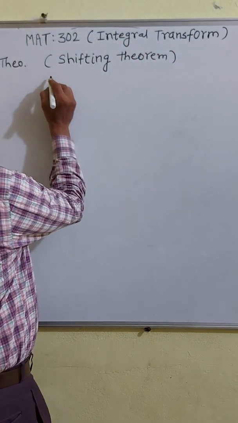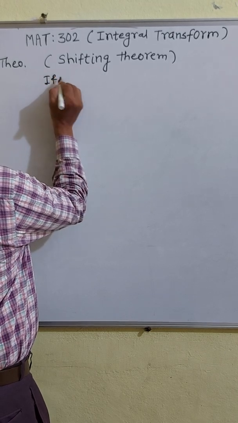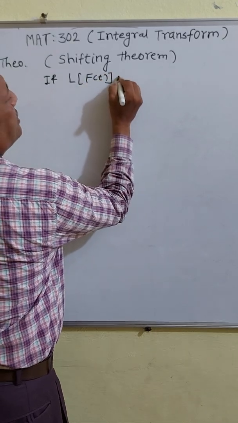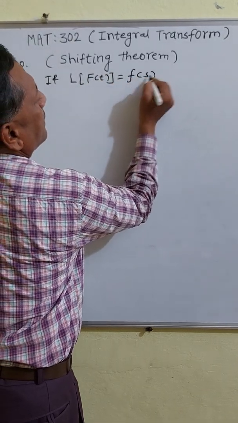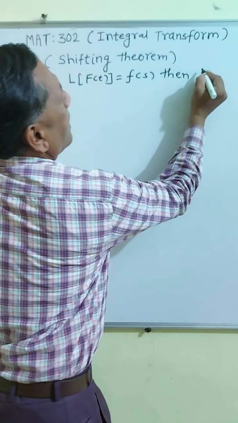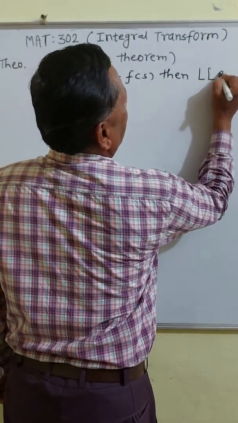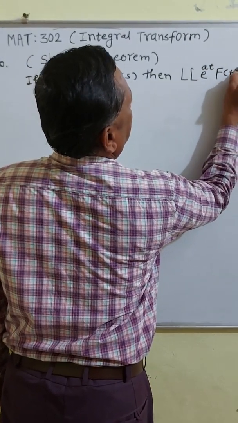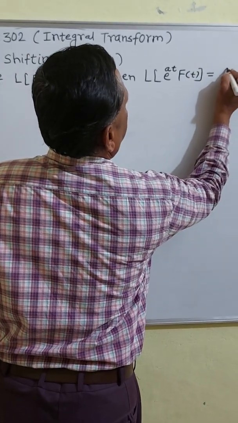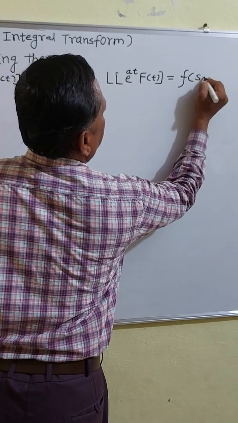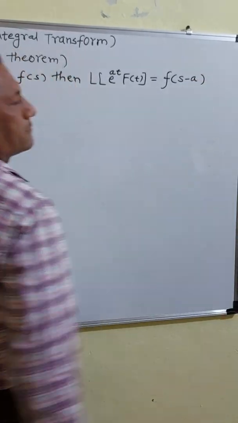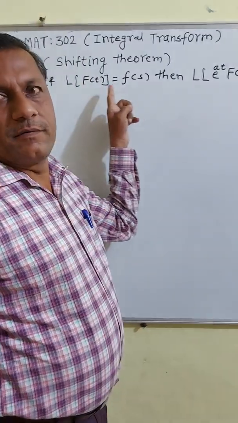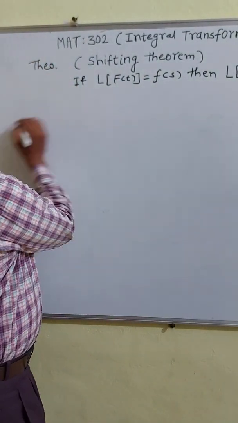So statement of the theorem: if Laplace transform of f of t is equal to F of s, then Laplace transform of e raised to at into f of t is equal to F of s minus a, where F of s is the Laplace transform of f of t. Now we see the proof of this theorem.